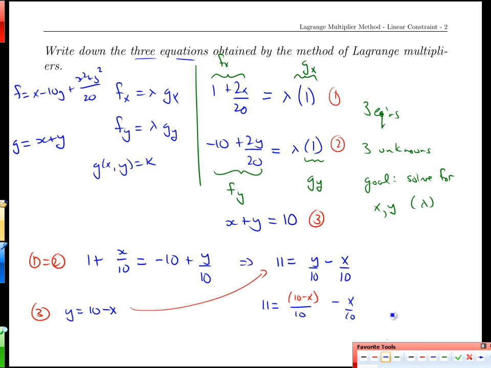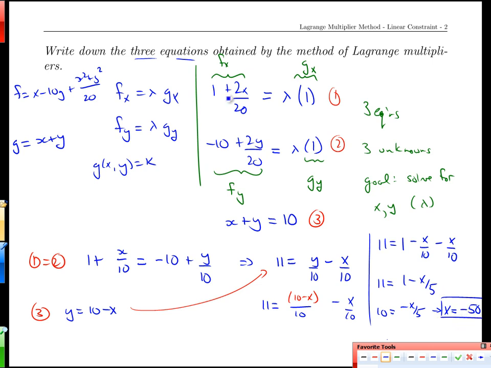And if we continue with that a bit further, we can expand that out. We have 11 equals 1 minus x over 10 minus x over 10, or that's better known as 2x over 10, or x over 5. So 11 equals 1 minus x over 5, and so 10 equals minus x over 5, careful with the signs, and that gives us x equals negative 50.